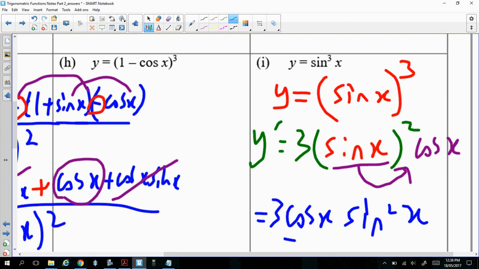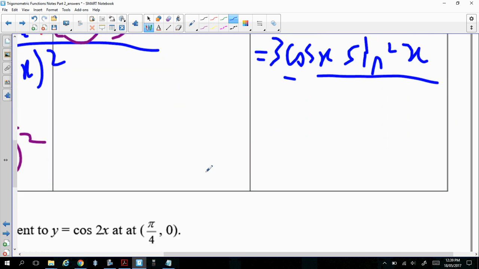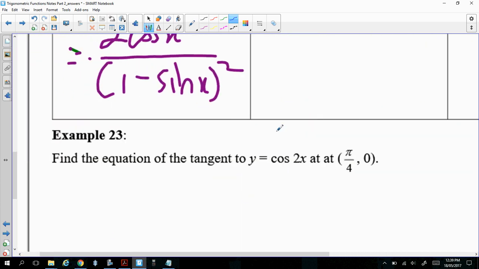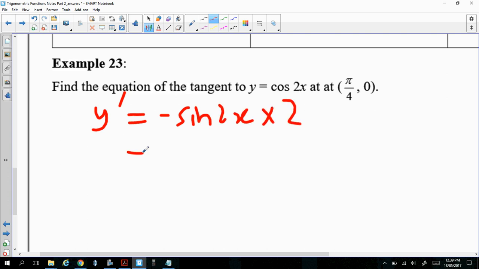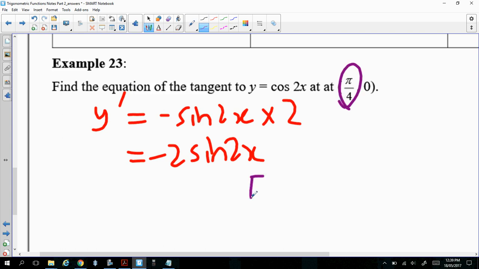After this, we're going to find the equation of tangent to the curve, to the cos graph. So we're going to differentiate that. To find the equation of tangent, you get y dash equal negative sine 2x times by 2. Like that. And then you substitute pi over 4 to get the gradient. So you get negative 2 sine 2 times pi over 4, which you need to simplify to become pi over 2.